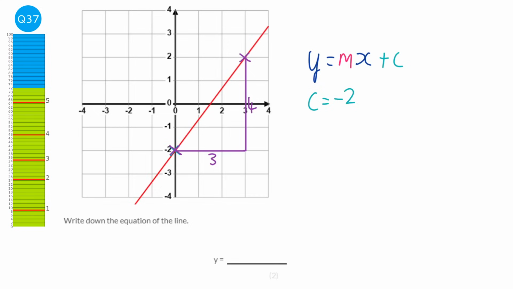Now, to find the gradient, what we want to do is find out how much y has changed, so change in y, that's how far up it's gone, which is 4, and put that over how far right it's gone, so the change in x, which is going to be 3. So our equation is going to be y equals 4 over 3 x minus 2.